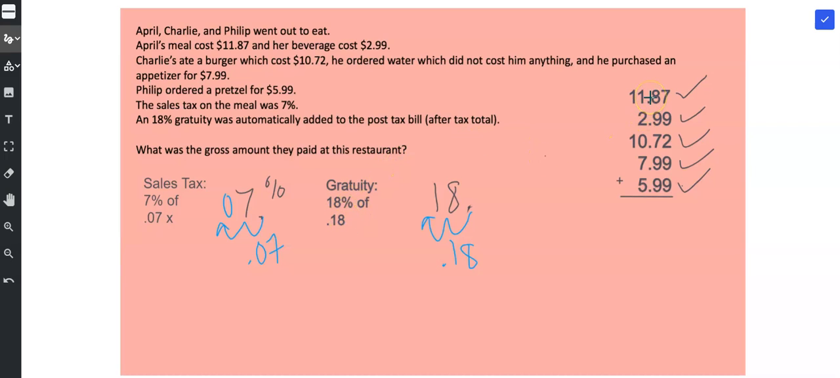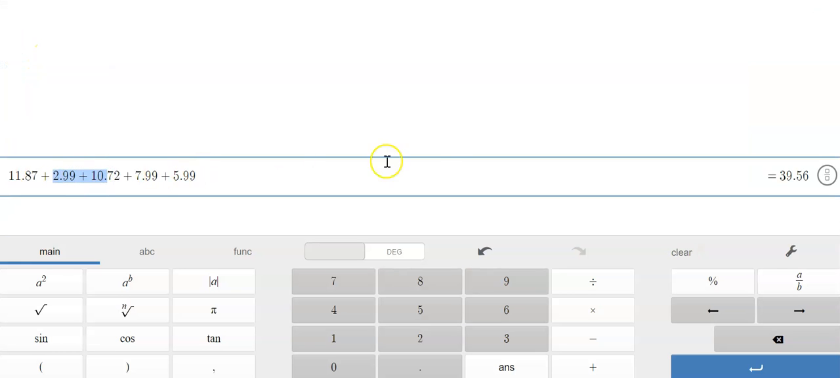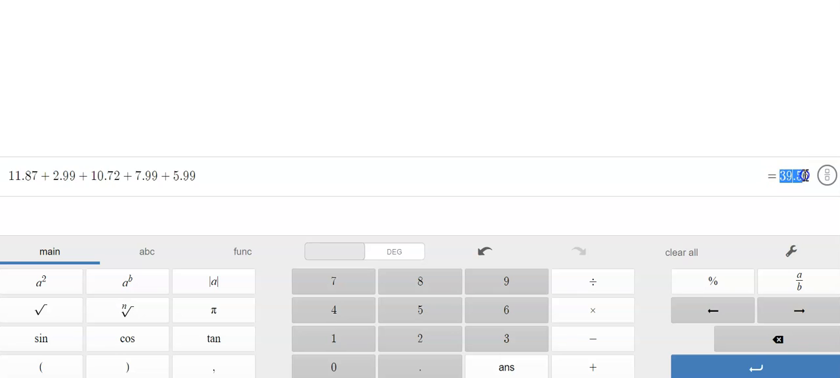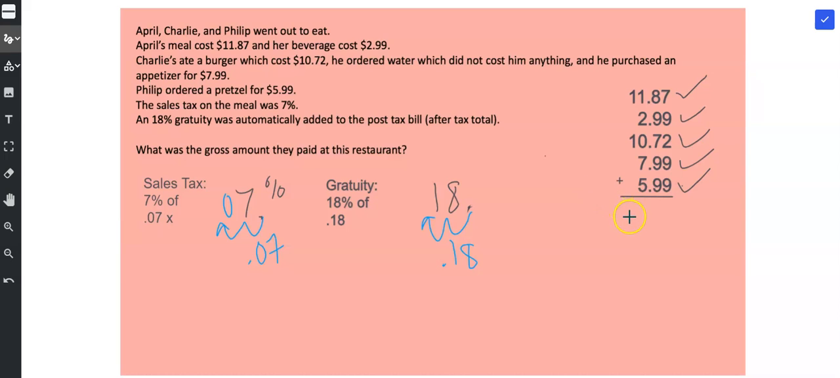So first I'm just going to add up all of the items that were purchased before we figure out the gross amount they paid at the restaurant. So when I added all of those items together, I got $39.56. So the gratuity is applied to the post-tax, after-tax total. So that means I need to figure out the tax next.